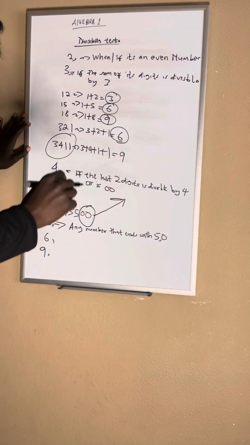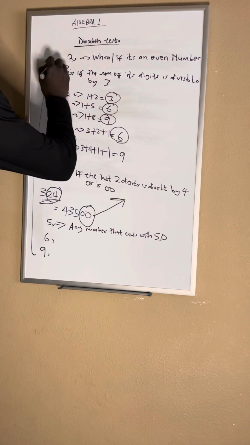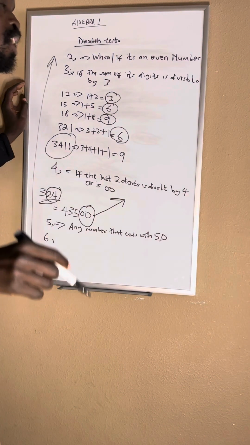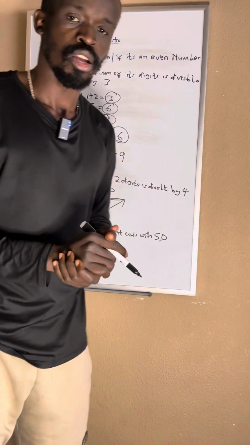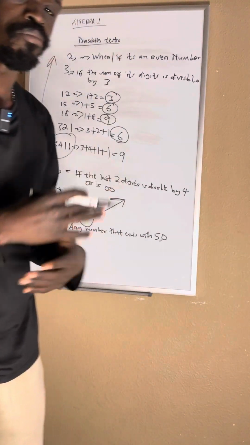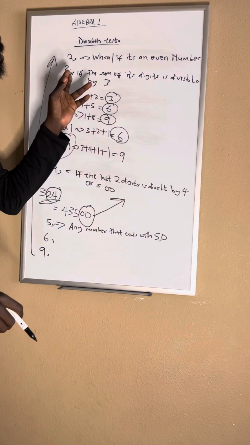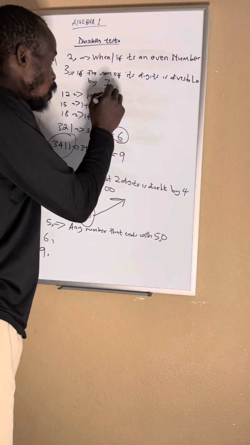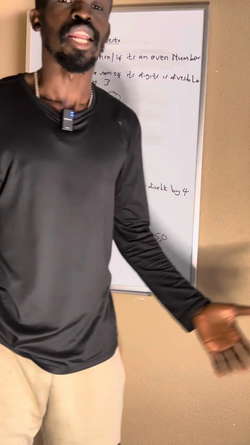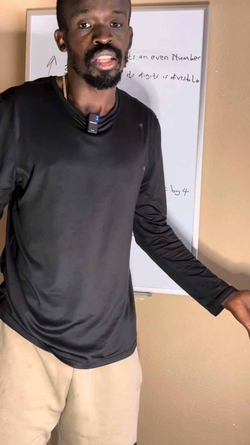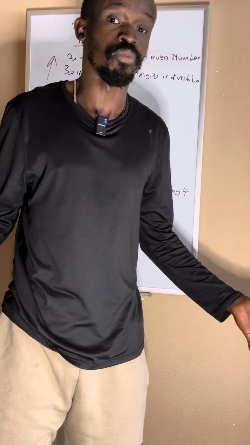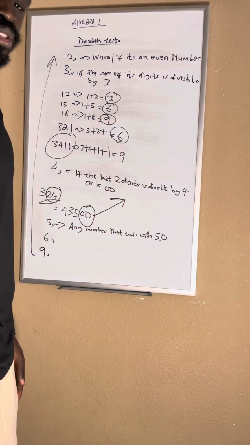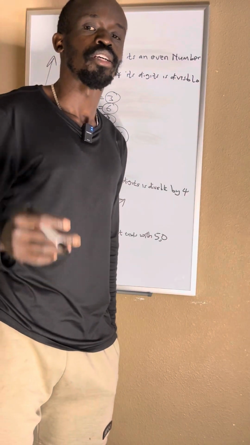A number is divisible by 9 when the sum of its digits is divisible by either 3 or 9. Now, the divisibility test of 10 is that any number that ends with 0 is divisible by 10.